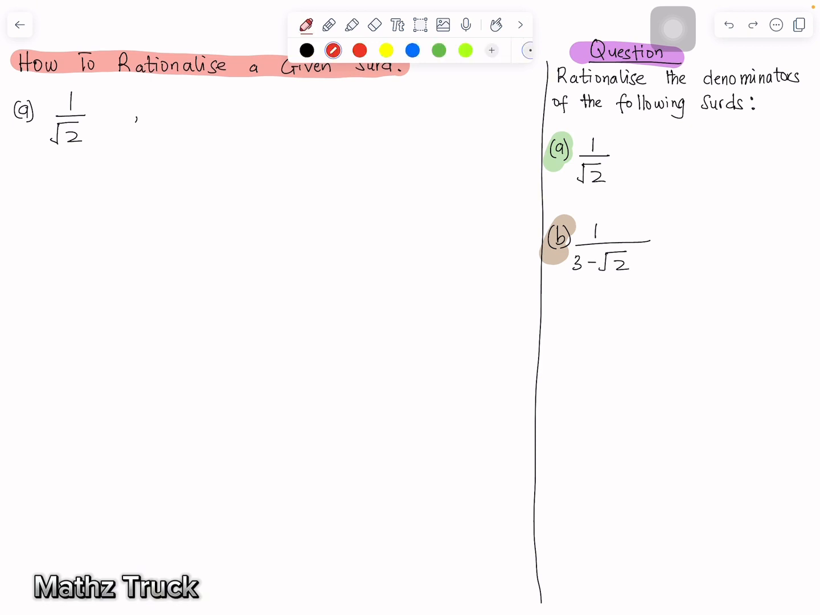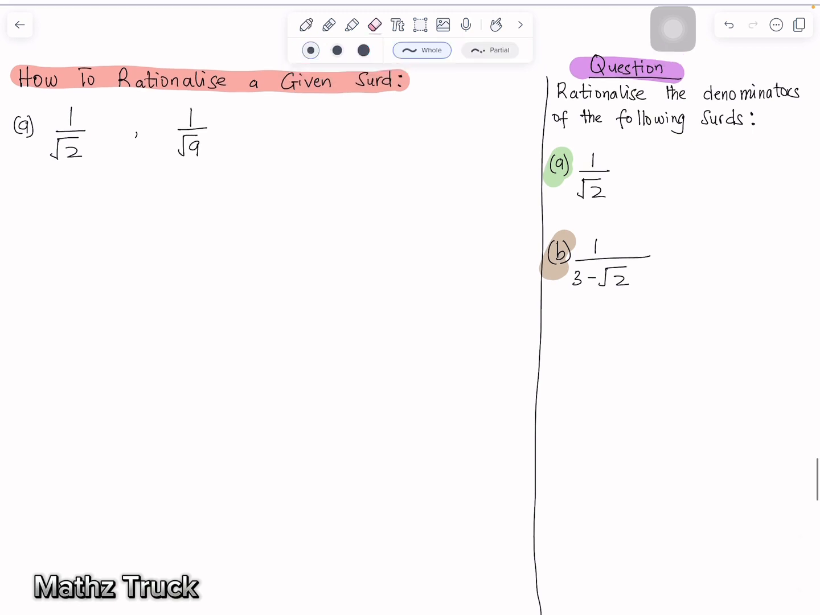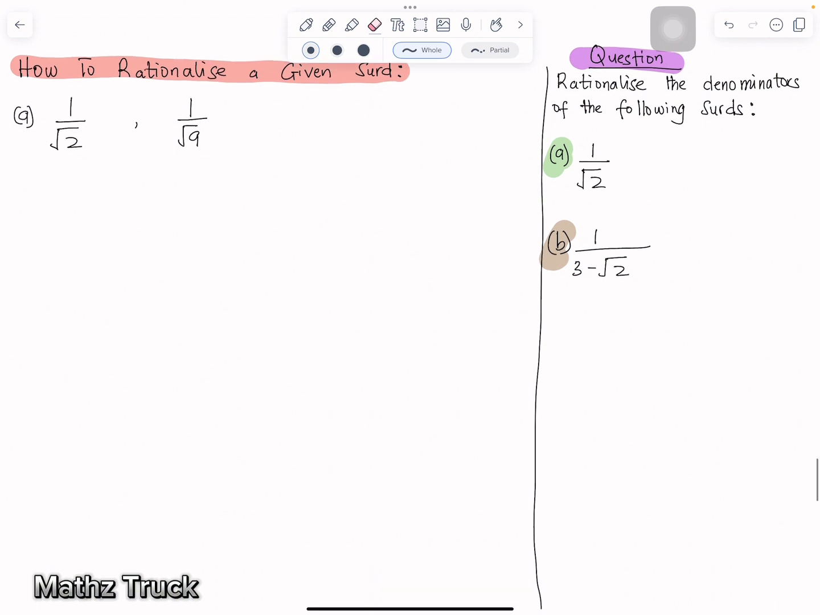Now, taking question A, 1 over root 2, there is a principle. The principle is when we are given 1 over root A to solve, the root is going to multiply the numerator and the denominator at the same time. Then we have 1 times root A will give us root A. Root A times root A gives us A.